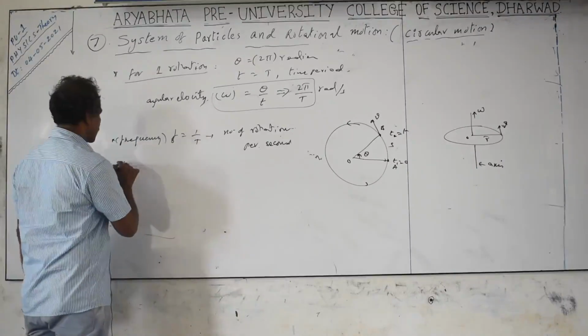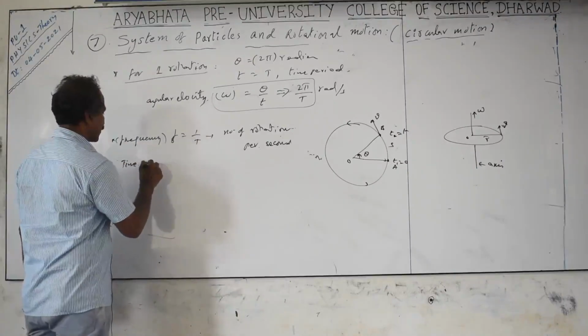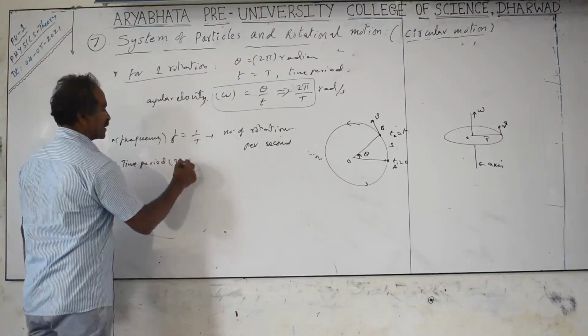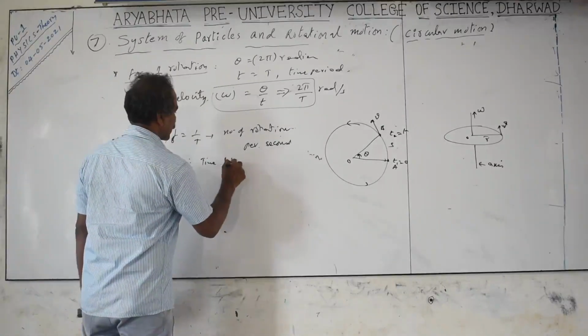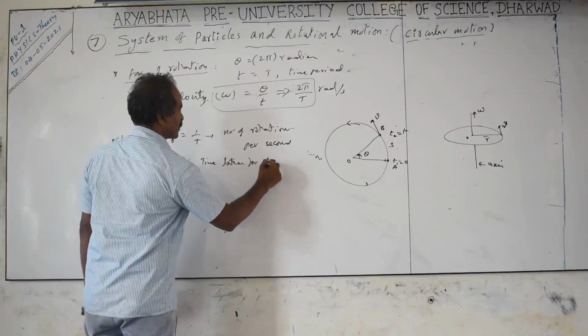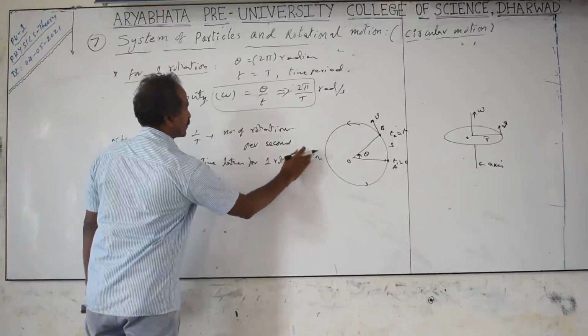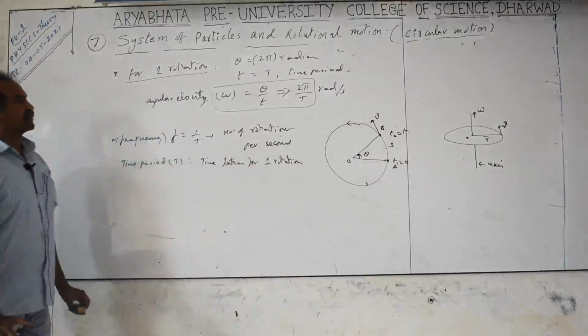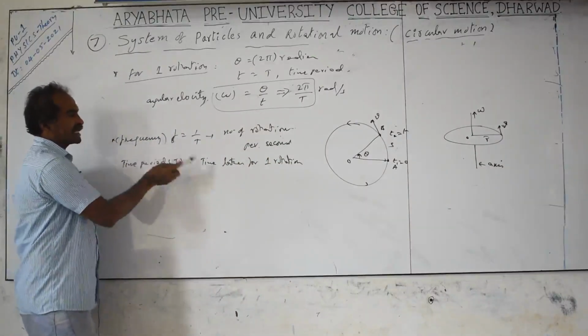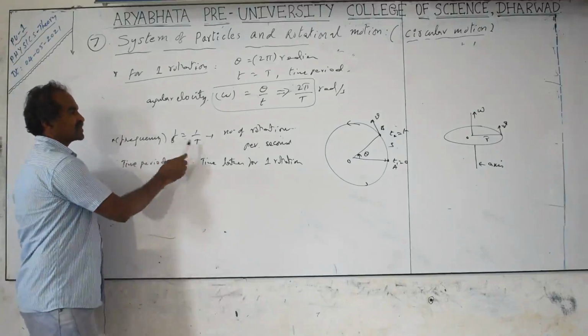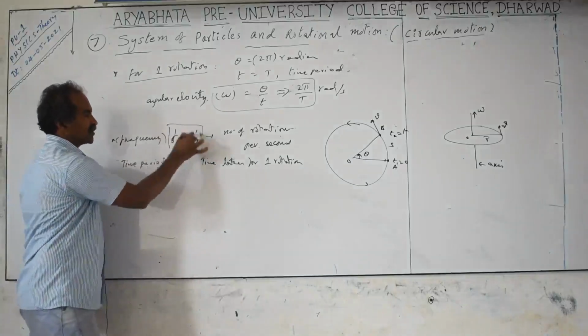Whereas the time period T is the time taken for one rotation, the frequency is the number of rotations per second. Both are interrelated, inversely related. Frequency is inversely proportional to time period. This relation you need to know.